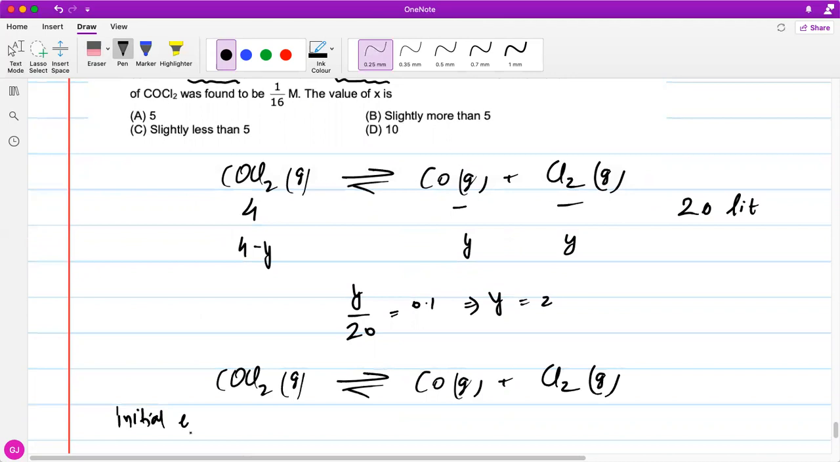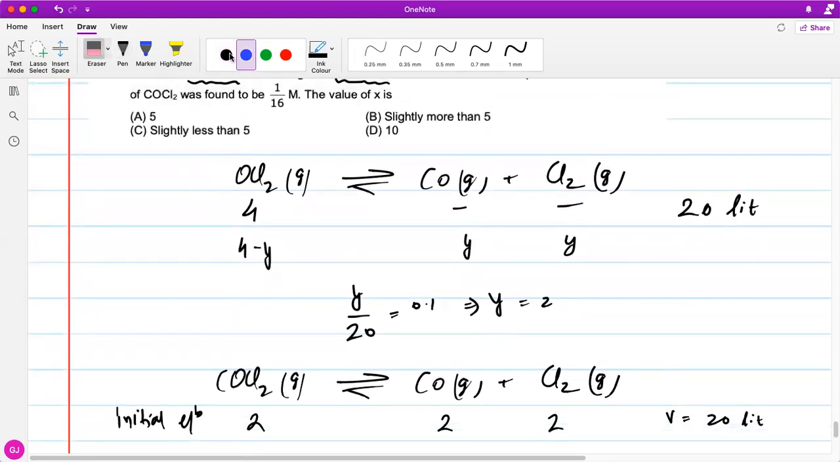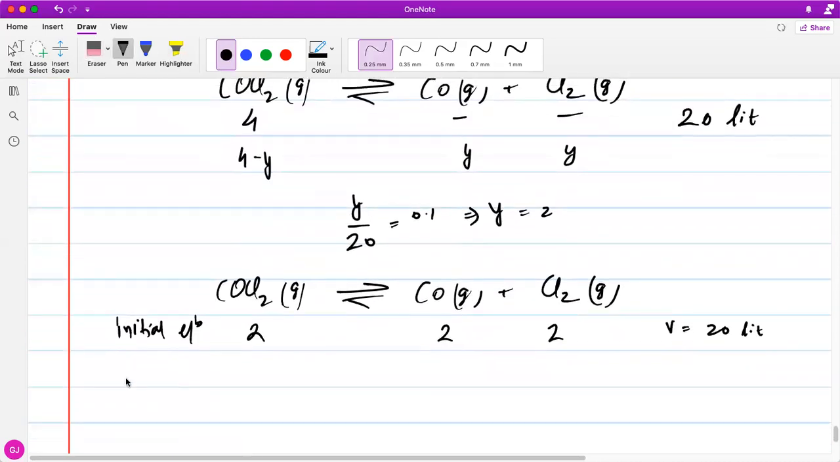So you have an initial equilibrium, which is 2 moles COCl2 (4 minus y), 2 moles of CO and 2 moles of Cl2, and the volume is 20 liter. Then there is a disturbance that is happening. What is the disturbance? Suddenly the volume became 40 liters. The volume got doubled. Now, there will be no abrupt change in moles, as we are doing moles analysis. So it will be 2 only. This will be 2 only.